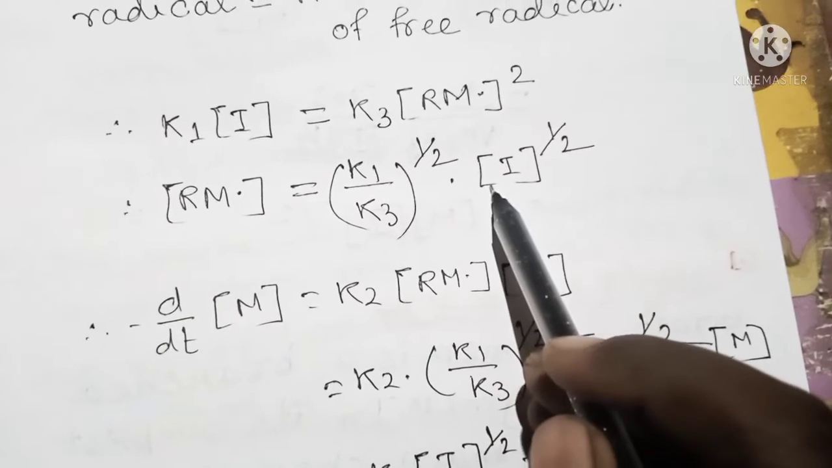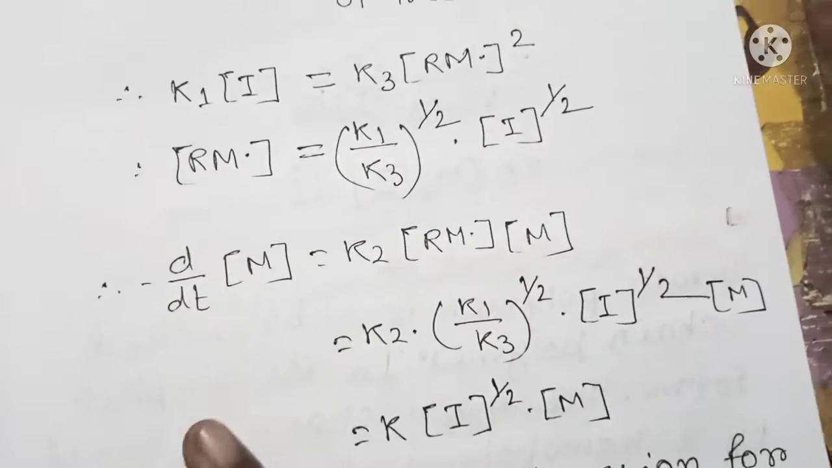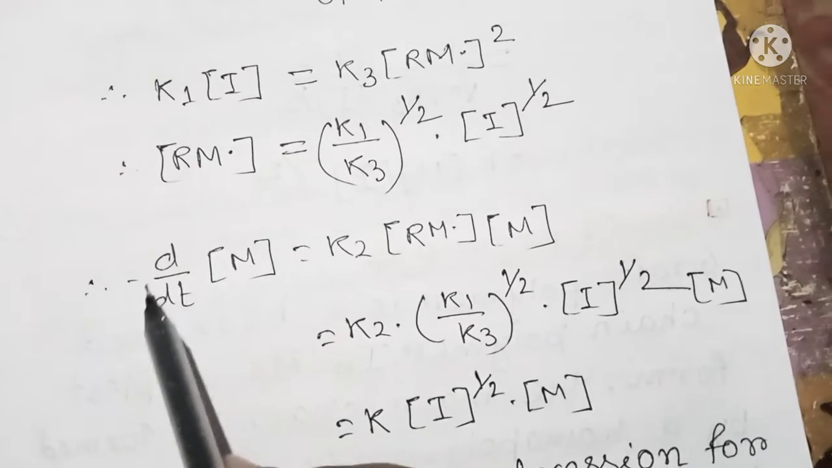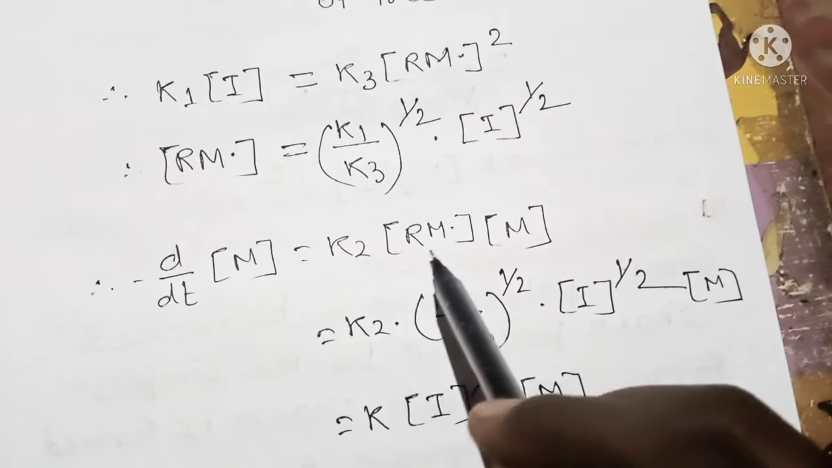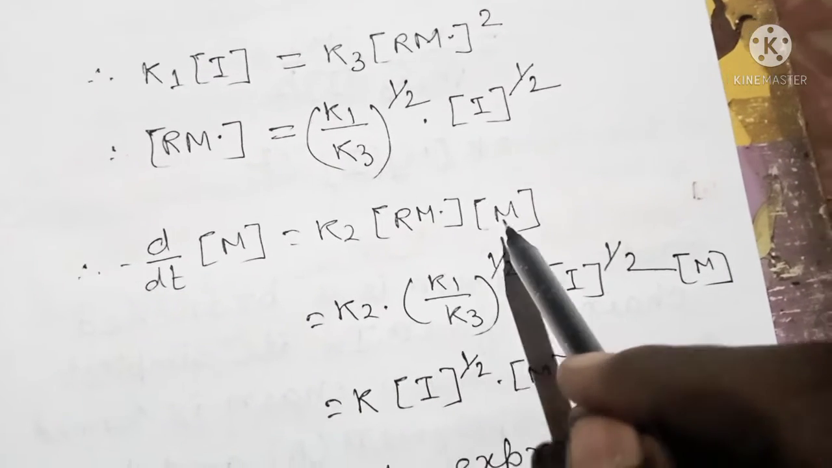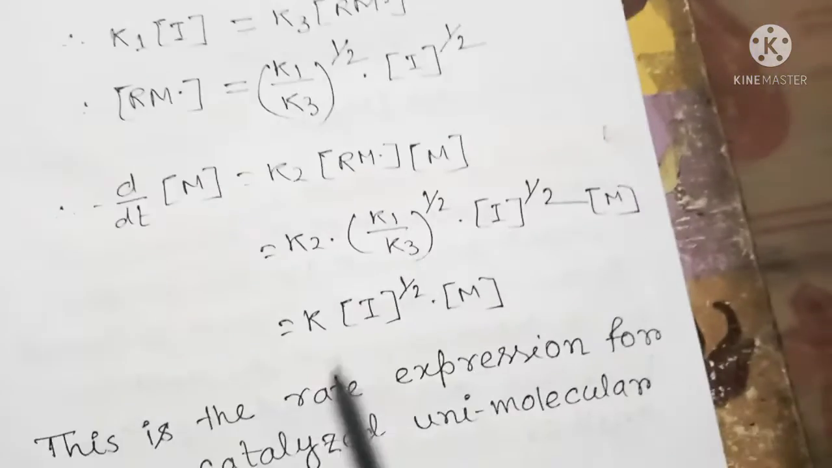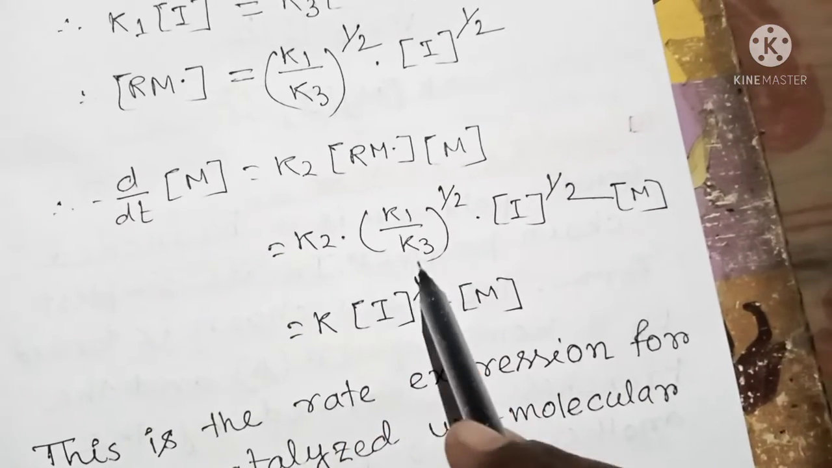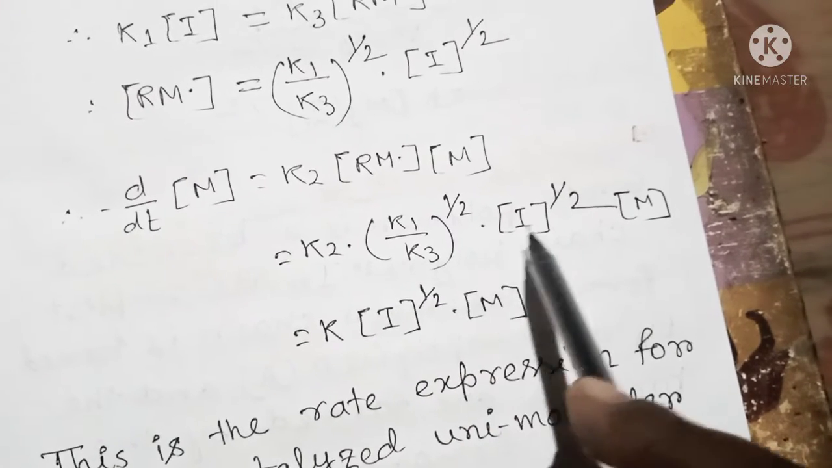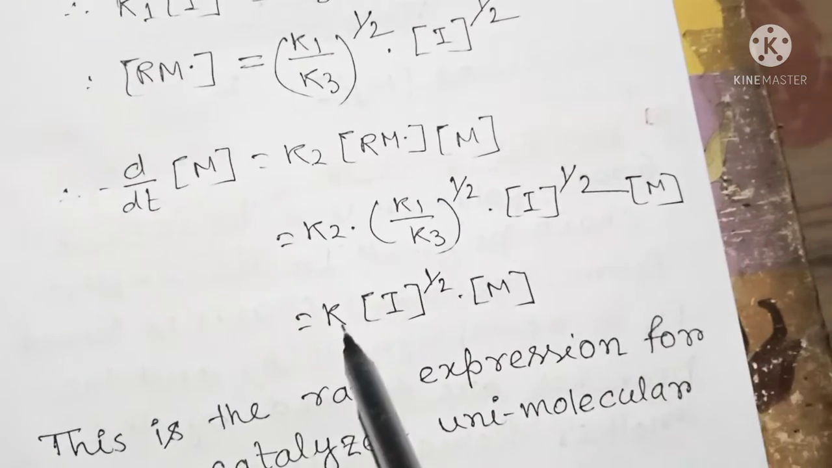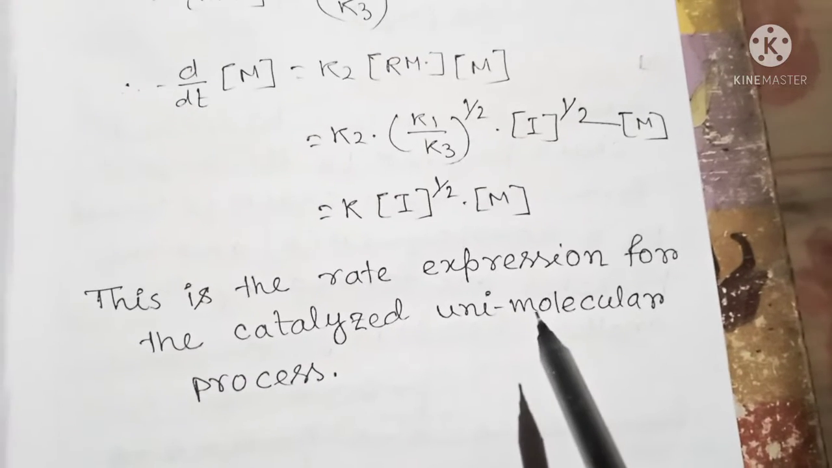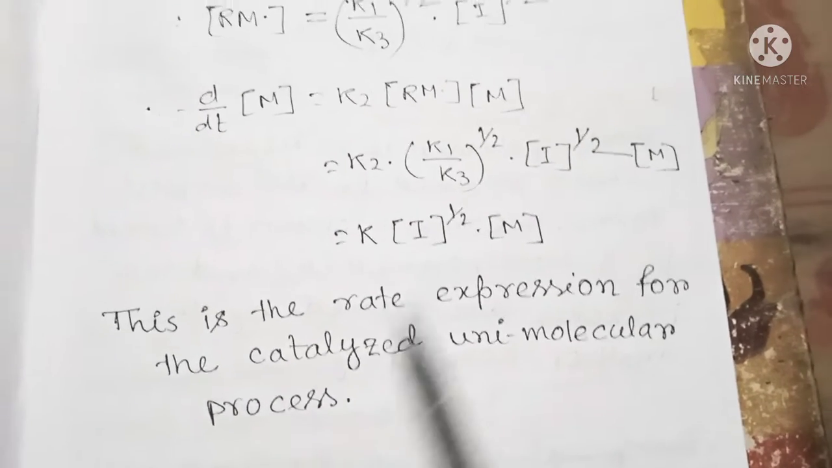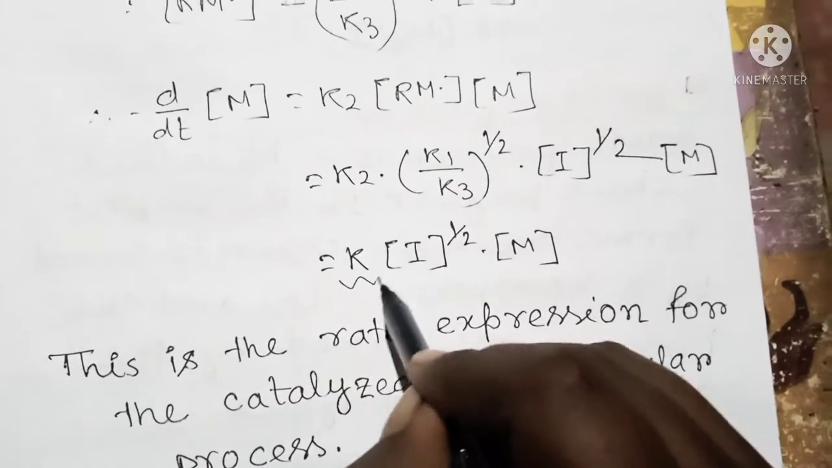So minus d[M]/dt equals K2 into the concentration of RM dot into the concentration of M, equal to K2 into (K1 by K3) all to the power half into [I] to the power half into [M]. So K into [I] to the power half into [M]. This is the rate expression, or rate equation, for the catalyzed unimolecular process.